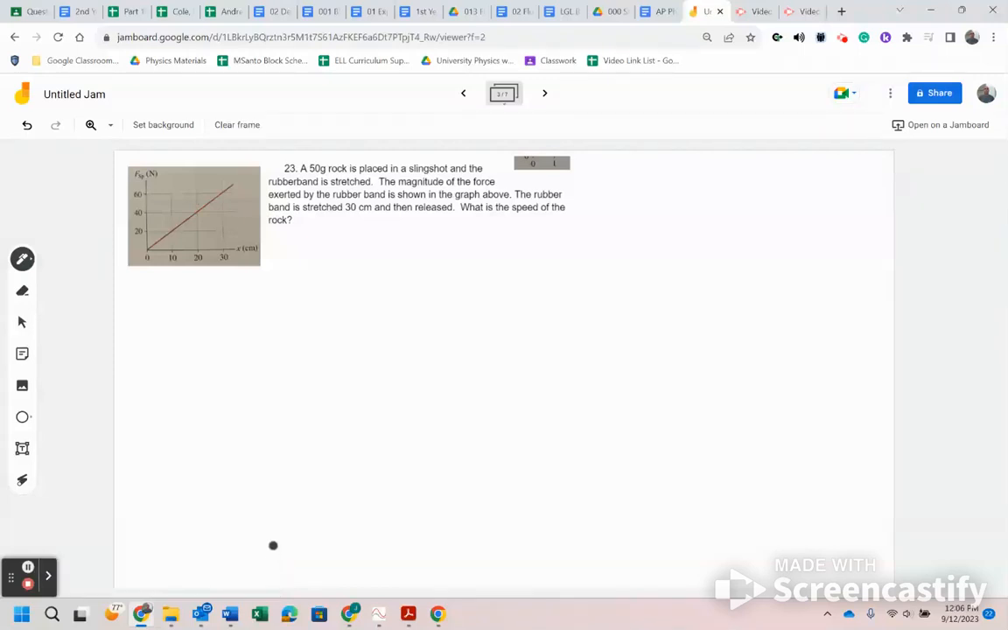Okay, on this graph, we have a force versus position of how much a rubber band is stretched, and the rock is shot out of the rubber band like a slingshot, and they want to know the speed. So there's two ways of doing this.